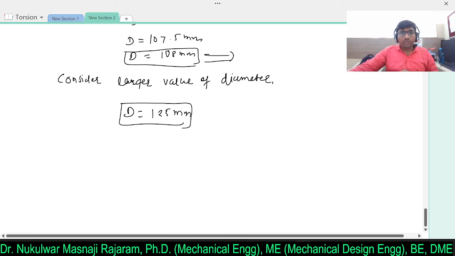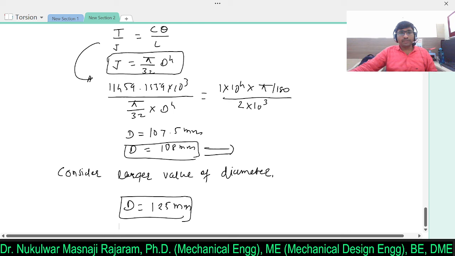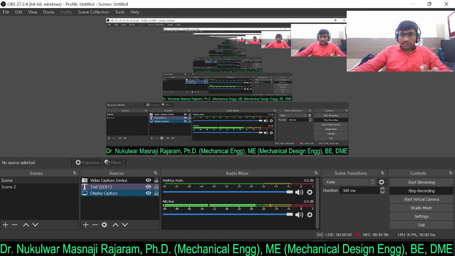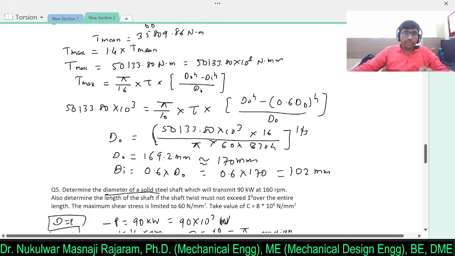Clear? You may consider this equation also, C theta divided by L is equal to tau by R. Then also you will get the same result. You can evaluate the diameter and check this diameter. Always consider the maximum diameter only. Clear? So whenever the numerical asks for the diameter, we must consider the larger one.